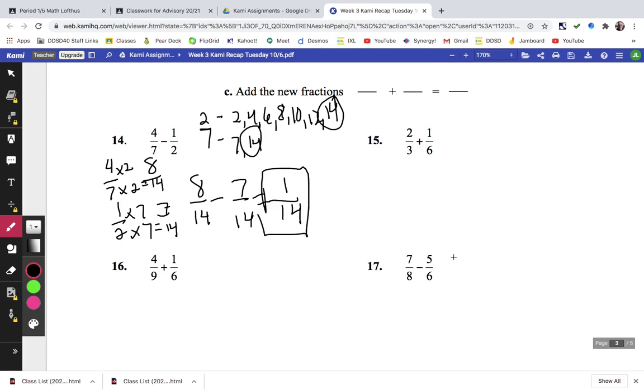And I'll do one more. I'll do this one right here. We did this in all the periods today, I think. 6 and 8. I think I'll do the 8s first. 8, 16, 24. I know 6 goes into 24, so 6, 12, 18, 24. So 24 is going to be our common denominator.